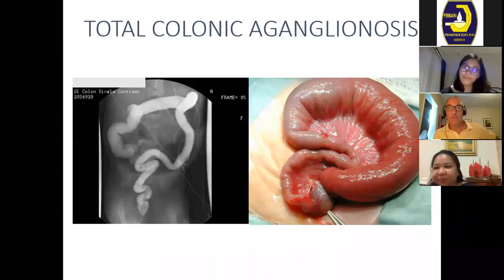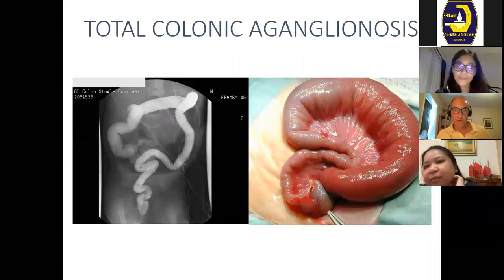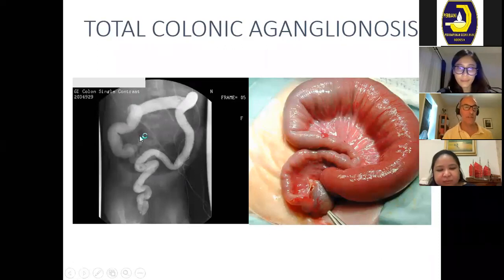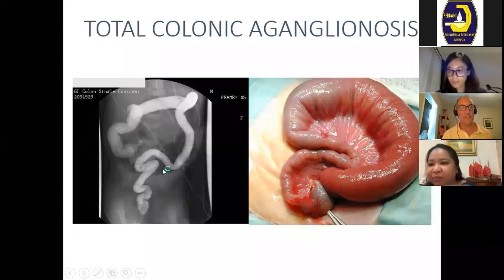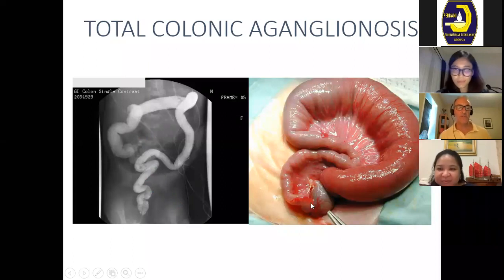Just a word about total colonic aganglionosis. I could have spent a whole hour on this topic, but I'll just go briefly through it. So this is the contrast enema. There is no transition zone usually in a child with total colonic, other than sometimes in the ileum. And the colon tends to have this question mark kind of appearance. It's a little bit foreshortened.